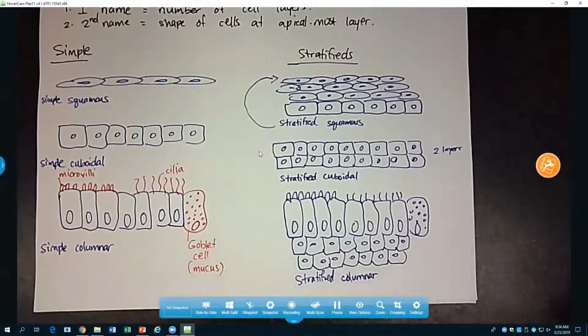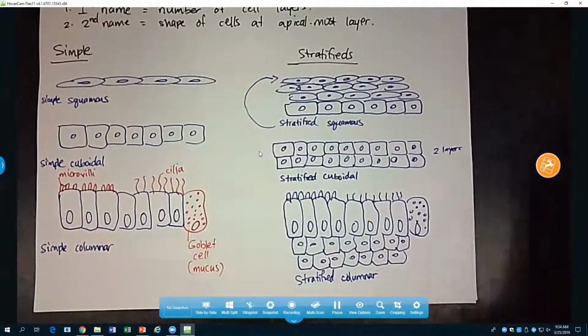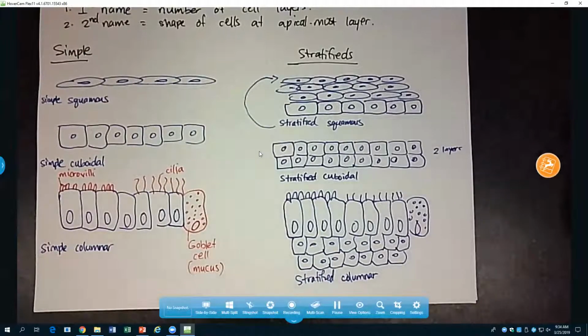All right, any questions? So basically, this is how we classify tissue types in the body. We look at the cells, we count the layers, and we identify the shape of the cells at the apicalmost layer and the number of layers that are associated.